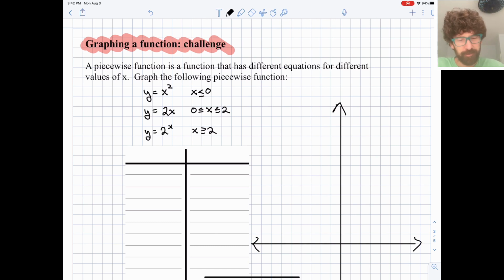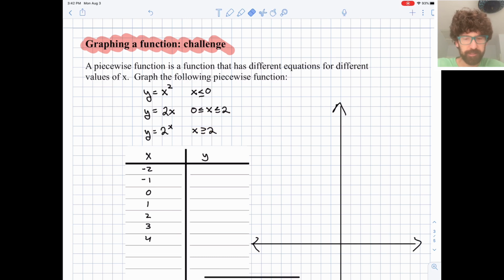So first we will label our table, x and y, and I am going to think about what my x values are if x is less than 0 versus if x is between 0 and 2 versus if x is larger than 2. So that's a little bit of a clue that maybe I need to start a little bit less than 0 for my scale, 0, 1, 2, and go a little bit larger than 2. Okay, so let's see here. We really just need to plug in some points.